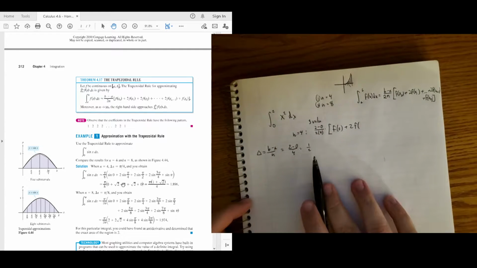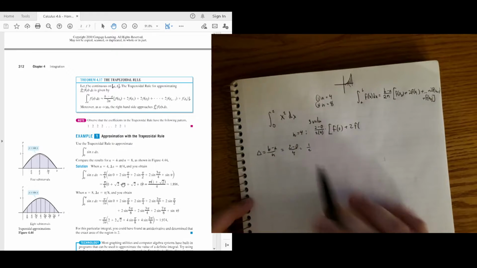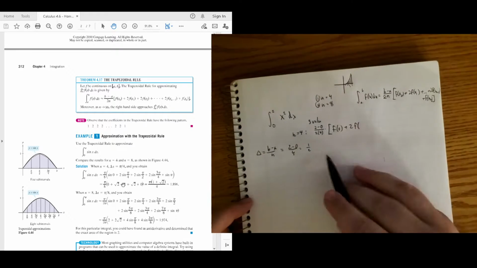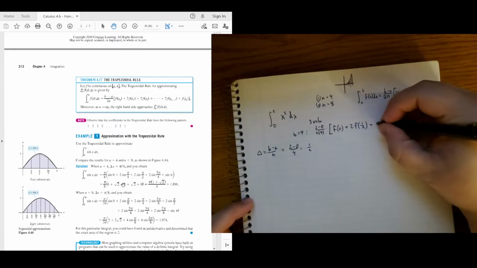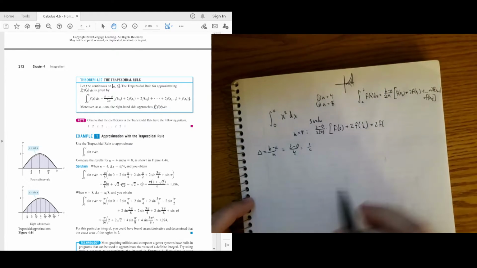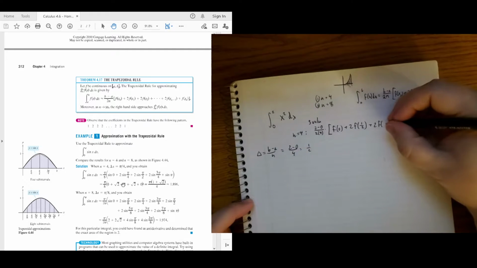So what's going to go in here is the original value of 0 plus our delta value. So what goes in here is 1/2. The next one, you just take that delta and add it again. So this becomes 1.